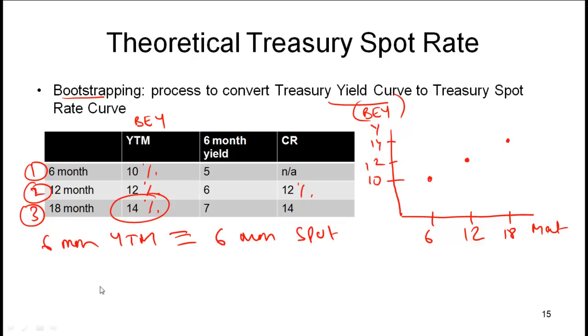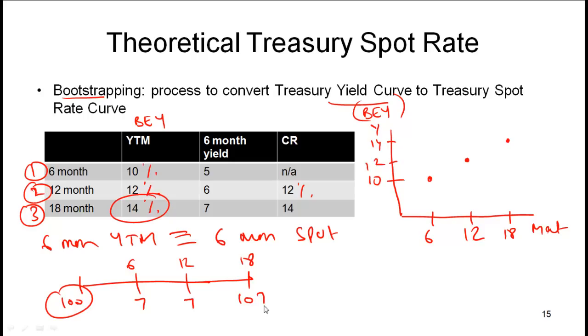So for the 18-month bond, the cash flow will look something like this. Since we are assuming it's at par, the investment is, let's say, 100. And then this is the 6-month, 12-month, 18-month period. This is a 14% bond. Coupons are made every 6 months. That means that after 6 months, you'll get a coupon payment of 7, then you get 7 again, and at the end, you will get 107. 100 par plus 7 coupon.